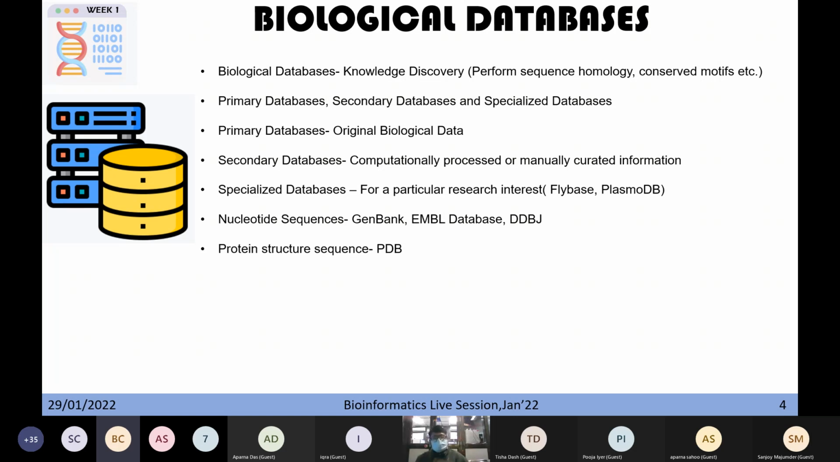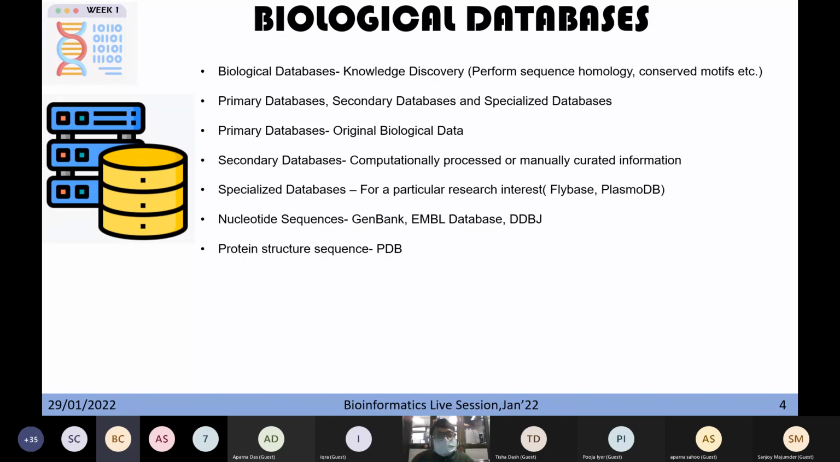You all might know that normal databases are relational databases and object oriented databases, but biological databases need to be much more powerful and interlinked, where you have to interpret things also, not only the information, but you have to interpret its value also.